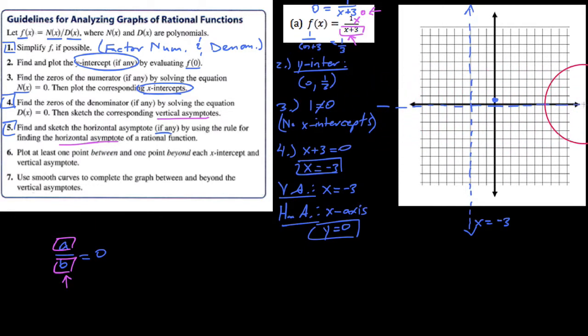Okay. So up until now, this is all we've done. We went and found the y-intercept. We went and found any x-intercepts if they existed. They don't here. We went and found the vertical asymptote. We went and found the horizontal asymptote. So what do I have left to do?